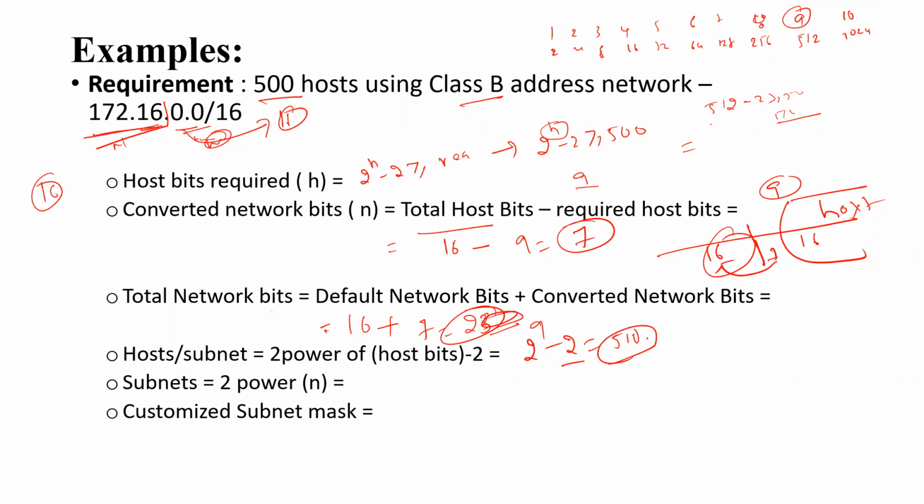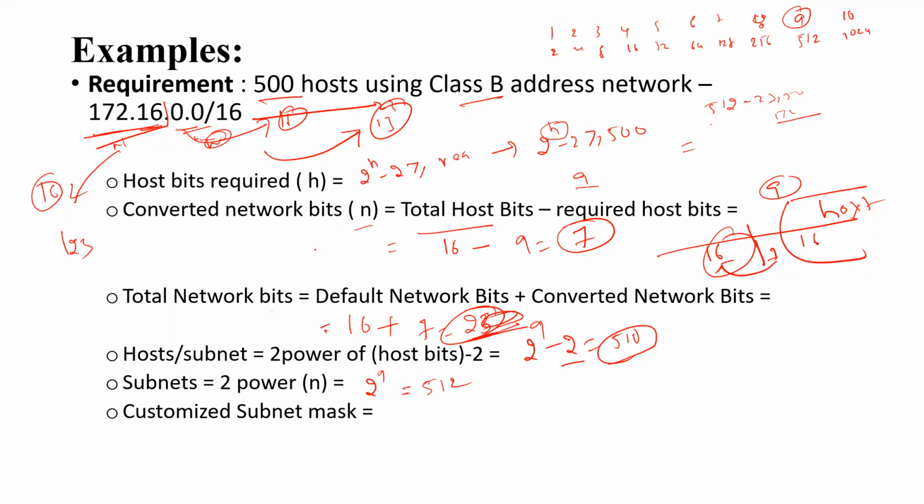And how many subnets can we convert this /16 into? We have to convert this /16 into different /23 networks. How many /23 networks will come? 2 power of n, the converted bits, 2 power of 9, that is 512. So 512.